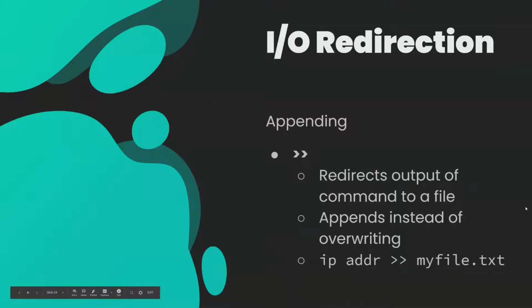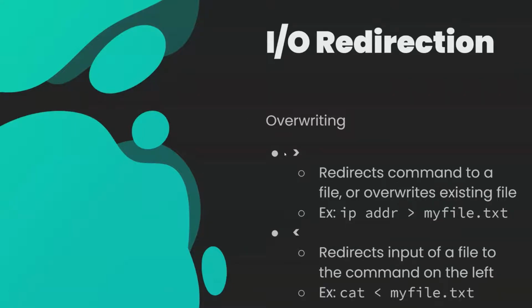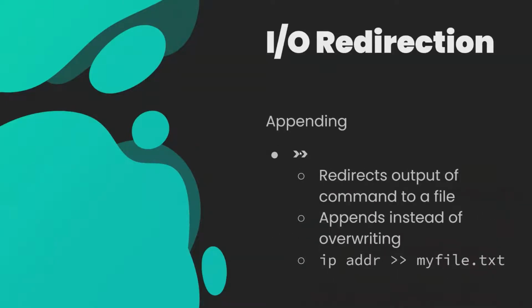Okay, so appending. Appending is similar, but it's more so for adding output onto a file, because I didn't mention it before, let me go back. This right arrow has the potential, if you have a file that already exists, to overwrite it. And sometimes you don't want that to happen. If you don't want that to happen, you want to append to the file instead of overwriting it entirely. So this redirects output of a command to a file, and it appends instead of overwriting.